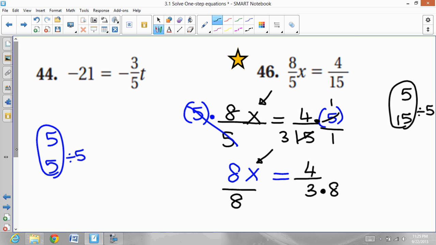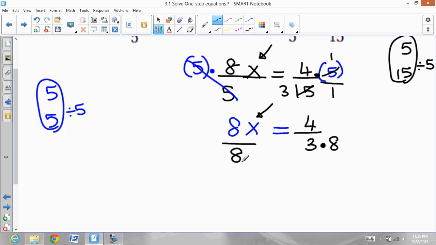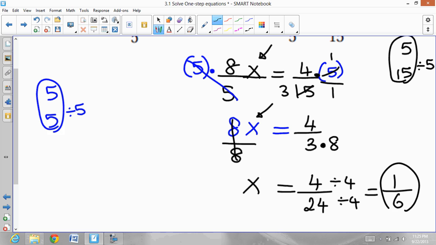So what you're going to do is 8 on the top and 8 on the bottom, 8 divided by 8 is going to become a 1. So all I'm left with is just an x. And 4 over 8 times 3 is 24. Simplify this by 4, simplify this by 4 to give you 1 over 6. And that is the final answer.